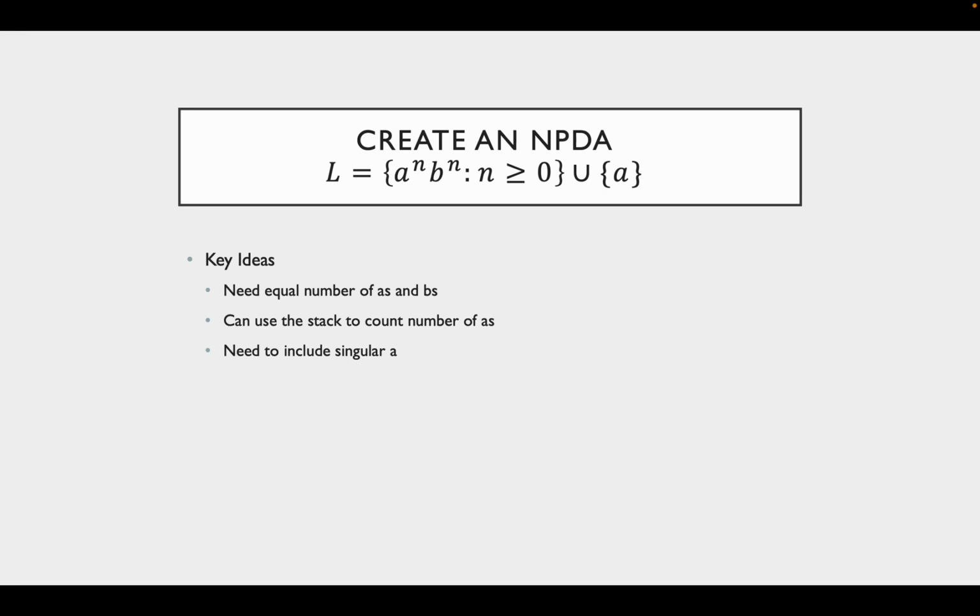The key ideas to creating our NPDA are that we need an equal number of a's and b's. So we're going to use the stack to count the number of a's. And we need to include a singular a in our solution as well. Let's go through this idea and try to build our automata.